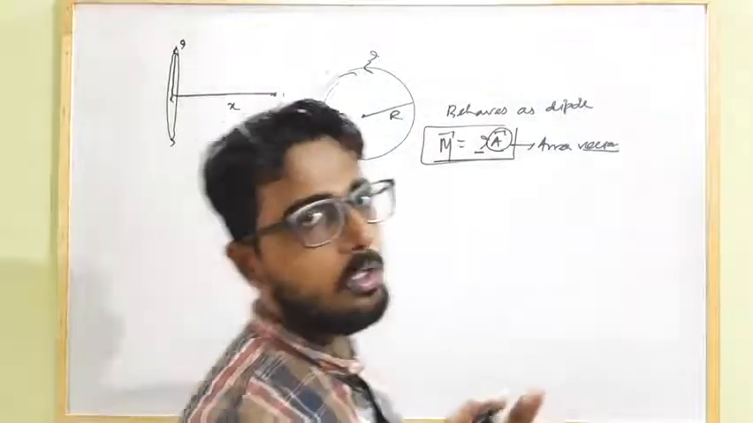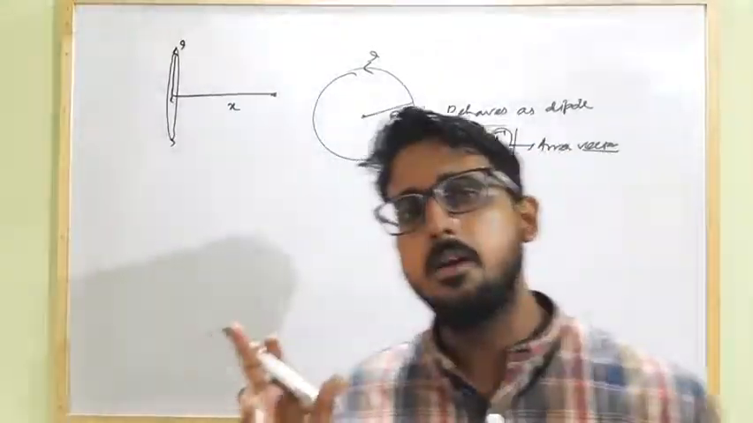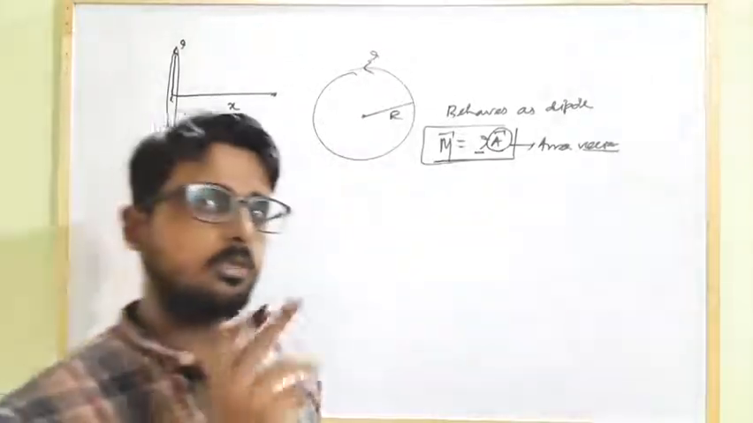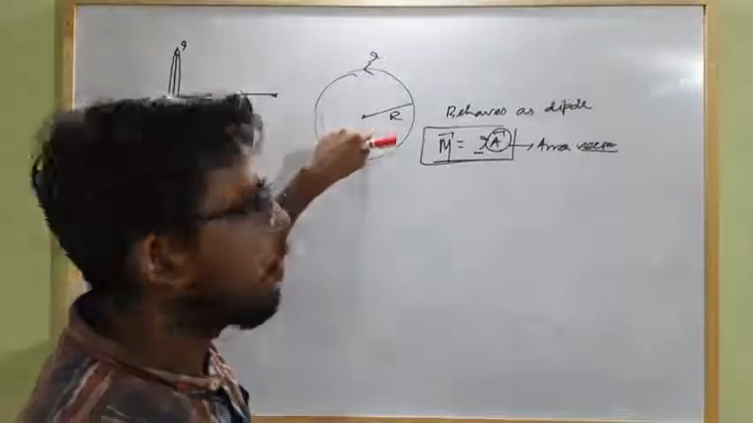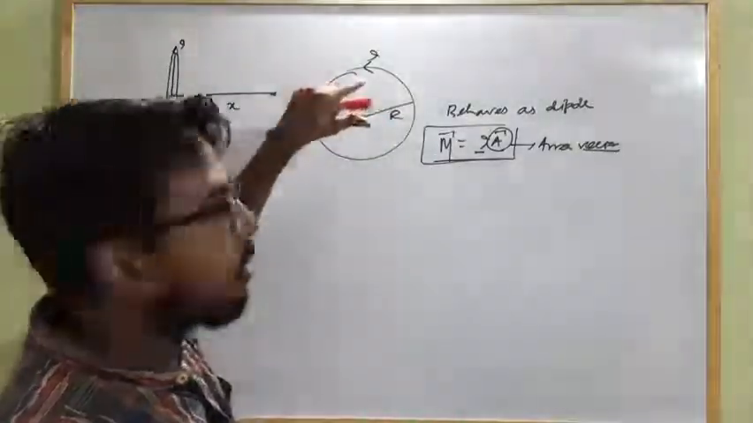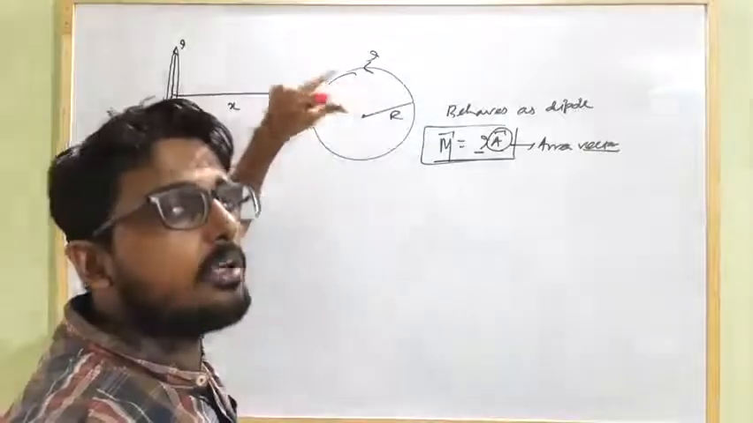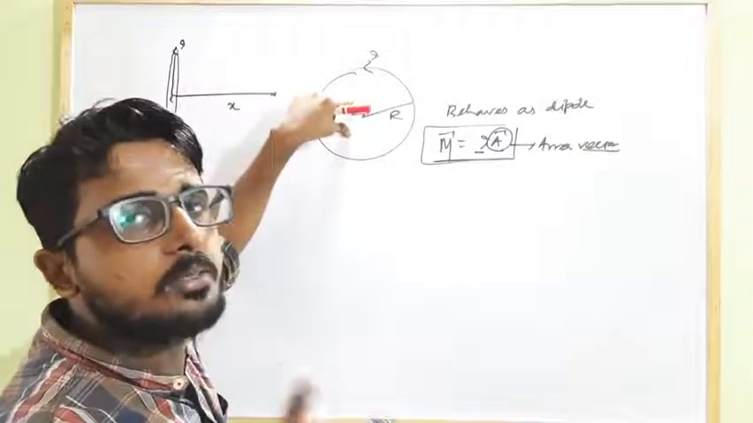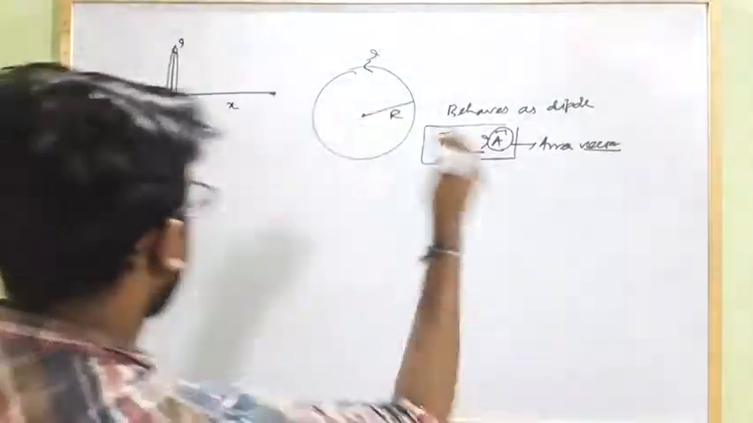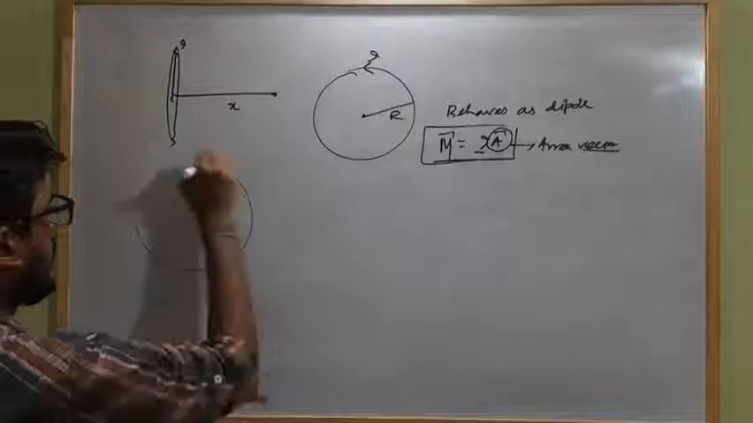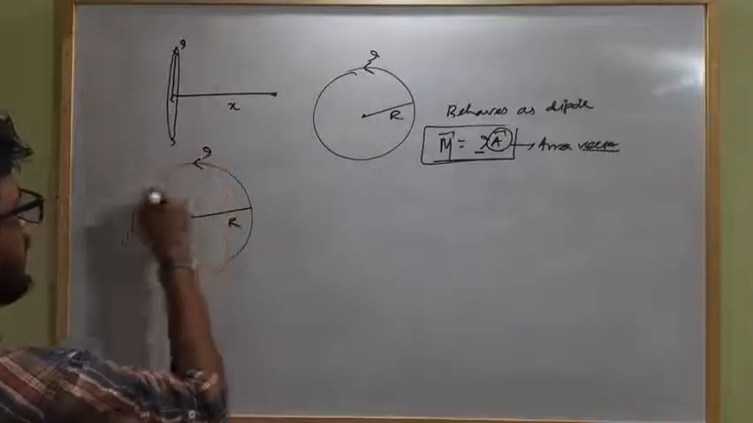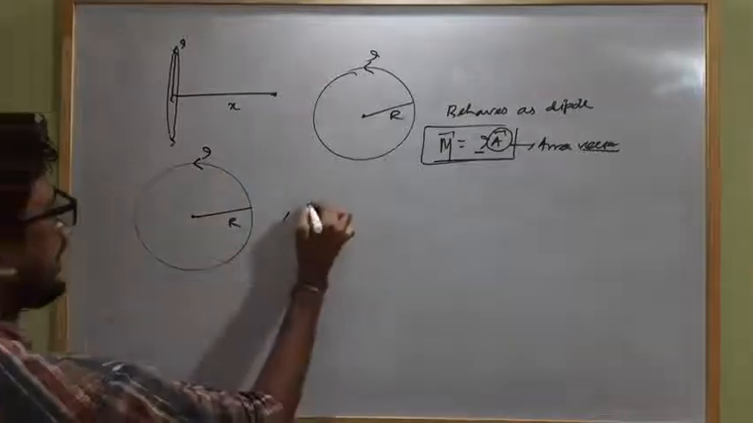So when we curl the fingers of our right hand along the direction of current flowing through a coil, then the direction of the thumb will show us what? The north pole of the current carrying coil which behaves as a magnetic dipole. Clear? And the dipole moment will be this much. So now let's do an example. Here is a circular current carrying coil of radius r and it carries current I in this direction. So what will be the value of the magnetic dipole moment M?